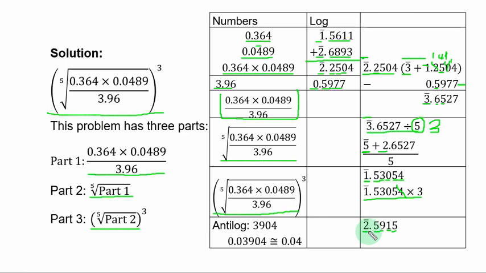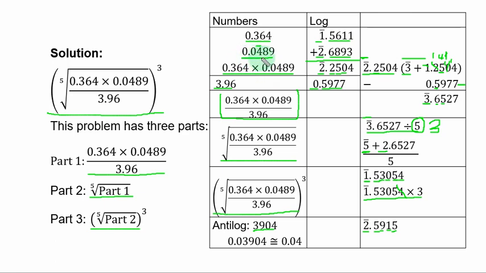You have bar 2. So the final answer is to check the antilog of bar 2.5919. In antilog, we are interested only in the decimal part, that is 0.5919. In the antilog table, you check 0.59 under 1 difference 5. That gives 3904. Come back to this place.